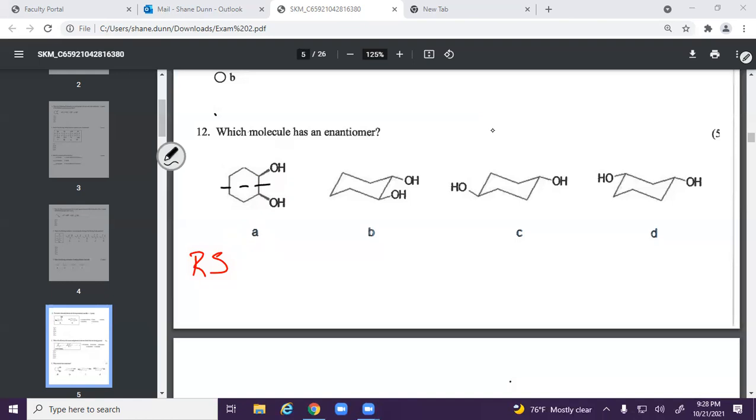So since it has a line of symmetry, it is considered meso. And mesos are not enantiomers. So it's not it. Yes, they have to be opposites and have no line of symmetry.